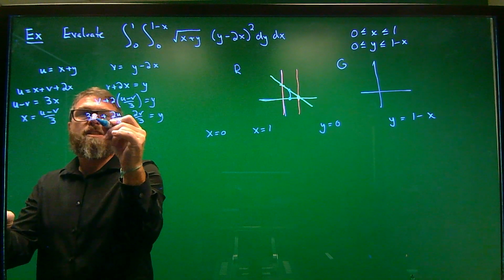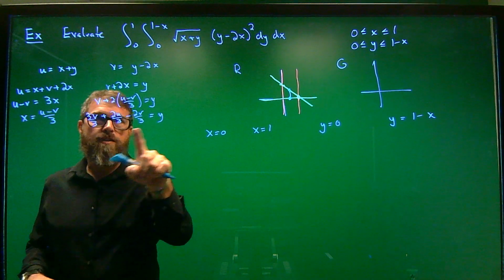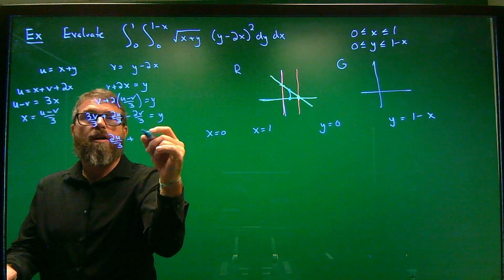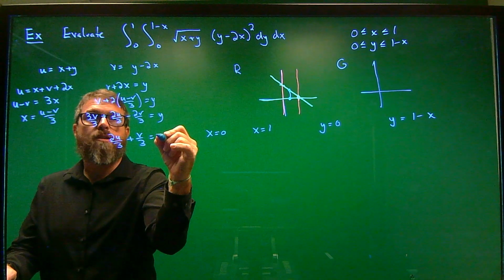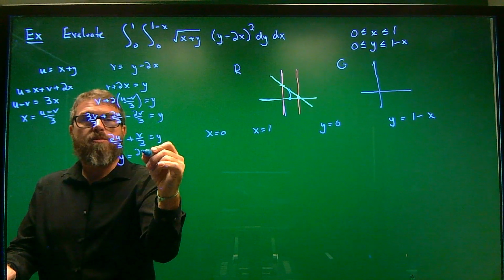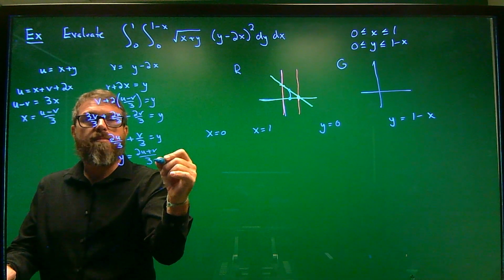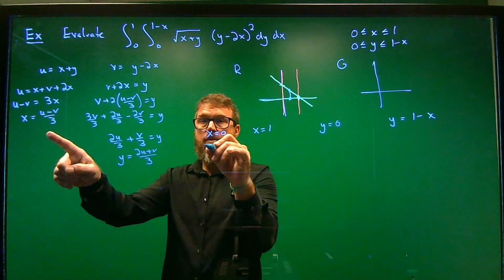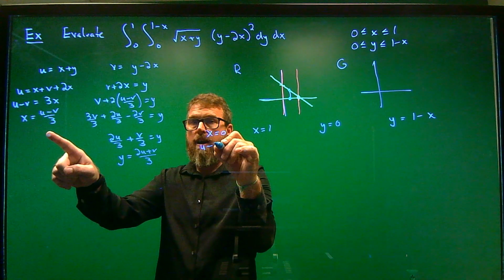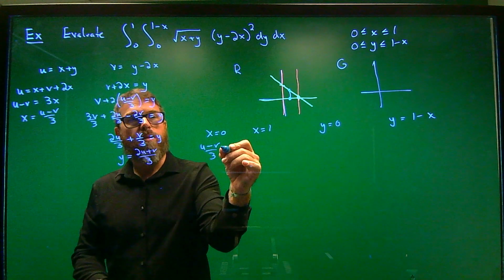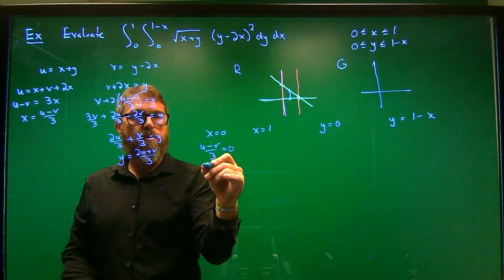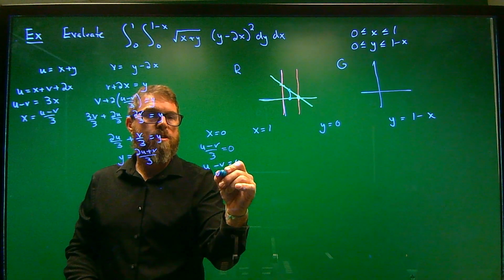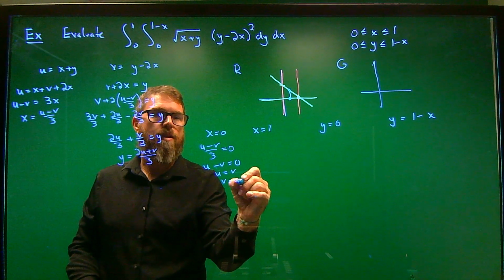2u over 3 minus 2v over 3 is equal to y. And I can see v is the same thing as 3v over 3, so 3v minus 2v is going to be equal to v. So I'm going to have 2u over 3 plus 1v over 3 is equal to y, or y is going to be equal to 2u plus v all over 3. Now I can plug these things in. So x is going to be equal to u minus v over 3 is equal to 0. Multiplying both sides by 3, u minus v is equal to 0. So u is equal to v.